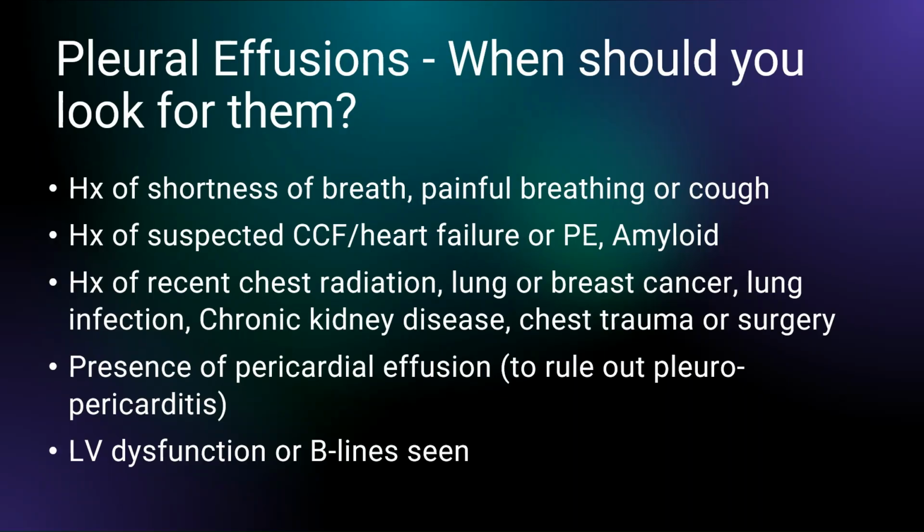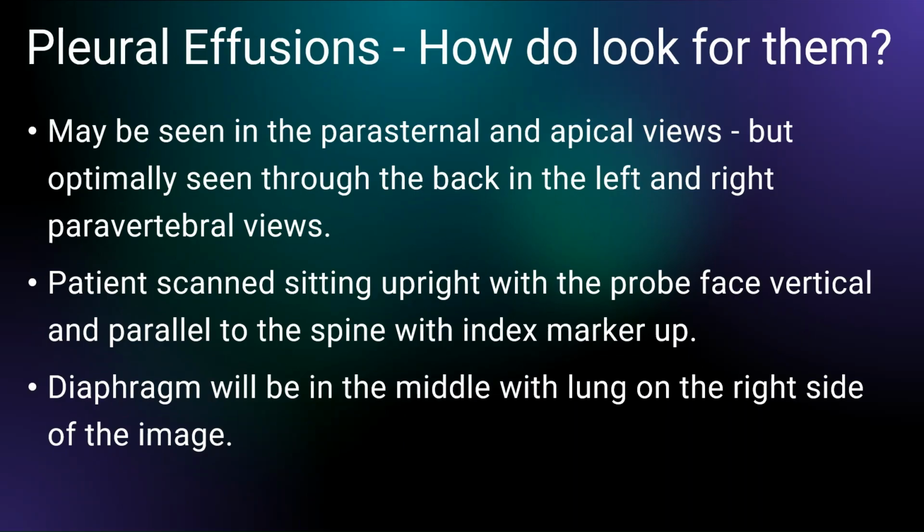And so, when we think about looking for them, well, if the patient has a history of shortness of breath, or swelling of ankles, or painful breathing, or cough, if they've got suspected heart failure, or CCF, or pulmonary embolism, or cardiac amyloid, if they've got a history of recent chest radiation, lung or breast cancer, lung infection, chronic kidney disease, chest trauma or surgery, or presence of a pericardial effusion, because we always think about pleuropericarditis rather than being an isolated phenomenon, and also when there's left ventricular dysfunction or B lines present as we've seen before.